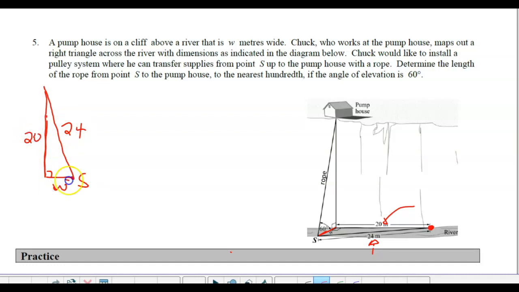So to get W, okay, can I even use trig? No. What do I use? Pythagorean theorem. Exactly. So to get W, it's going to be W squared equals the hypotenuse squared minus the other leg squared.